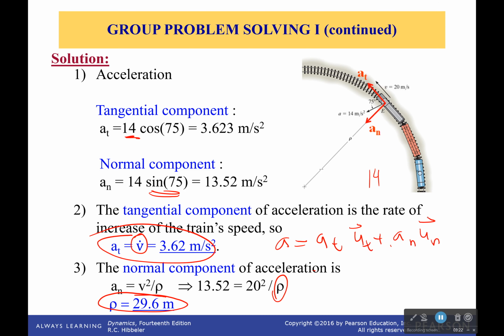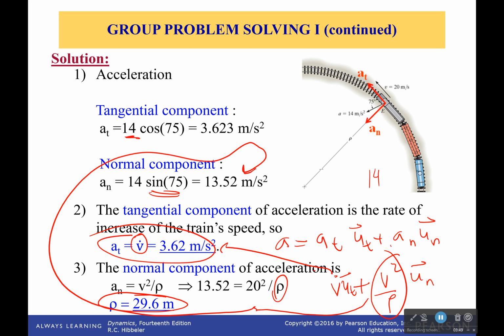And then you go back and say, okay, well, what are AT and AN? Well, AT is going to be equal to v dot, plus AN, which is v squared over rho. Got this, and you are going to connect that. So you're like, okay, well, v dot is this. v squared over rho has to be equal to the normal component, way over here. There you go.